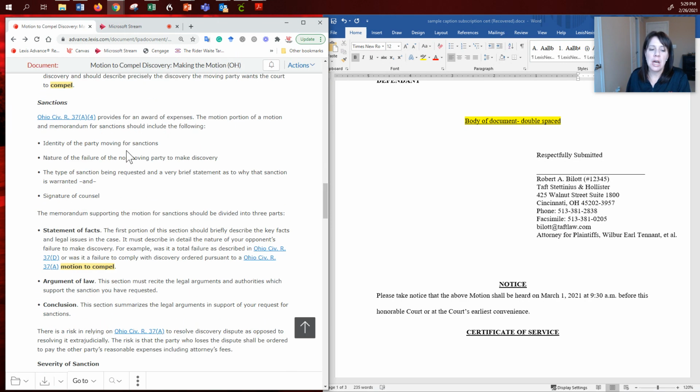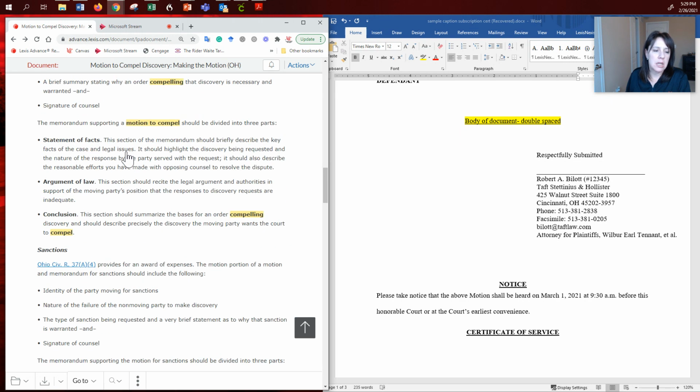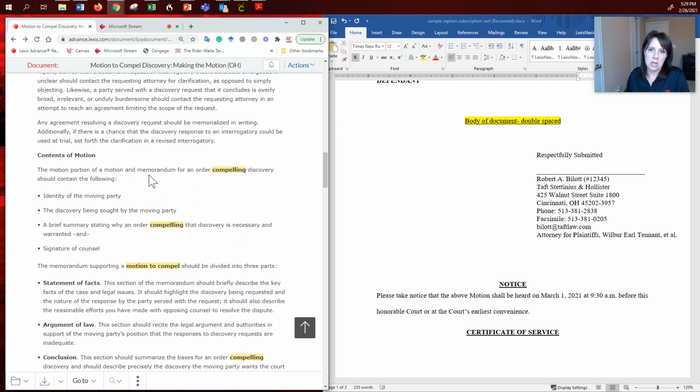And then it gets to the contents of the motion. The contents of the motion, as you see here within Lexis, says that you need to identify the moving party, "comes now the defendant, DuPont," the discovery being sought, which are the interrogatories, and a brief summary saying why the motion to compel is necessary, and that's that they've not responded and you've sent two different letters trying to get them to comply. We are not going to do a memo in support.